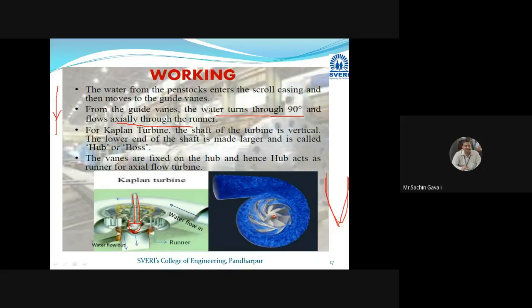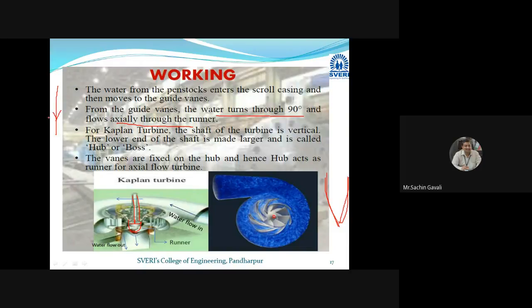First of all, water will come to the guide vanes and the guide vanes guide the flow. Guide vanes are fixed vanes and they only direct the flow, so they will not move. Only the moving blades move. Guide vanes never move, so these are fixed. They will direct the flow in the proper direction. In the Kaplan turbine also, the guide vanes change the direction of water through 90 degrees and water flows axially through the runner.